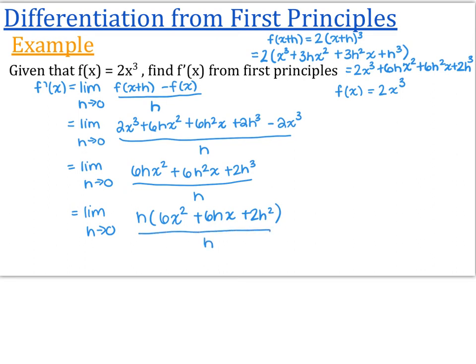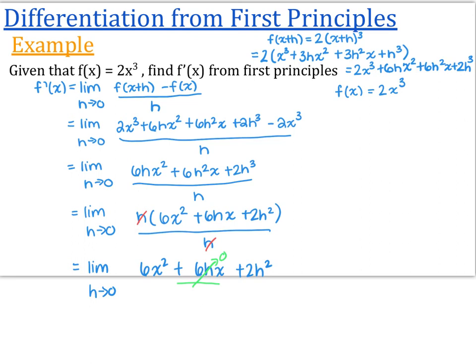So these two h's can cancel each other out, and we are left almost done now with the limit as h approaches 0 of 6x squared plus 6hx plus 2h squared. So we've got to think, as h gets really tiny, it's practically 0. So in this second term right here, we have 6 times practically 0 times by x. Well, if we multiply anything by 0, it's going to be 0. And if we multiply anything by practically 0, we're going to get practically 0. So this is going to go to 0.